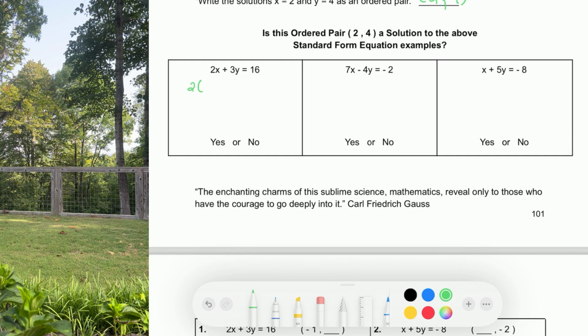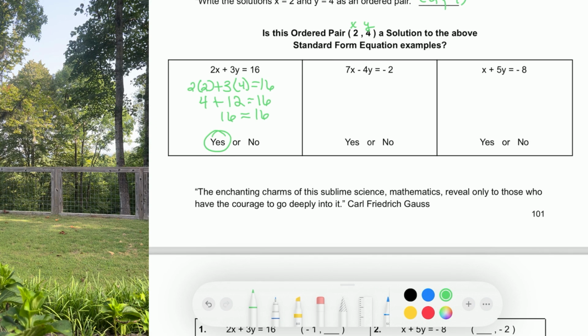So I have 2 times, my x value is 2, plus 3 times my y value, which is 4. Because remember, the 2 is in the x location, the 4 is in the y location. 2 times 2 is 4. 3 times 4 is 12. And I bring down the 16. 4 plus 12 is 16. And I have the 16 on the right-hand side. So is that a solution? Yes, they are solutions for this standard form equation.